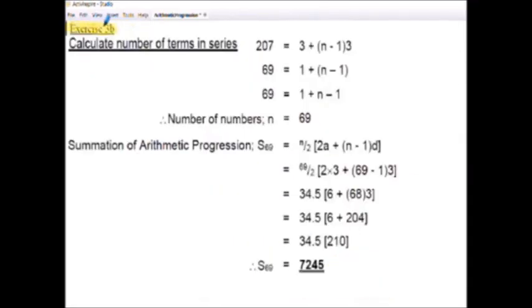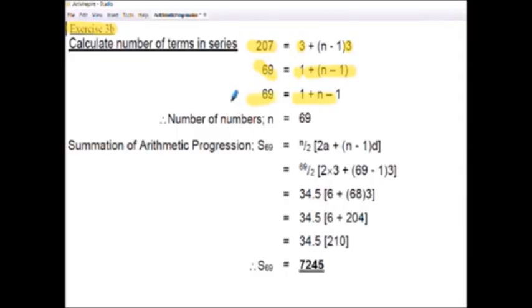Exercise 3b continued here. Using the Nn equation, I know on the left hand side the last term in the series is 207. The first term in the series we can see is 3, and the common difference is 3. So I'm going to rearrange this equation to find n. On the next line, I've divided throughout by 3 to get 69 is equal to 1 plus n minus 1 in the brackets, and then I've expanded my brackets here. I don't need the brackets here.